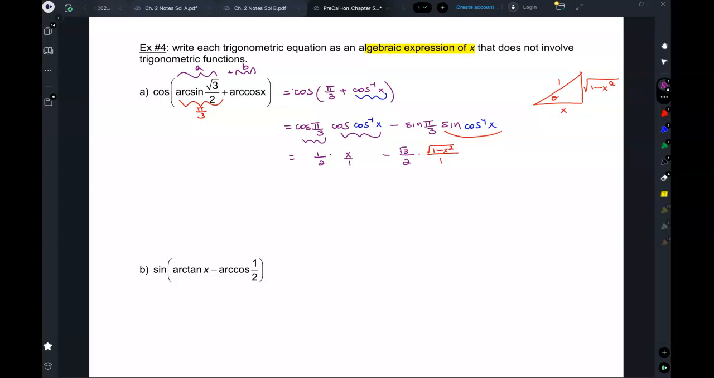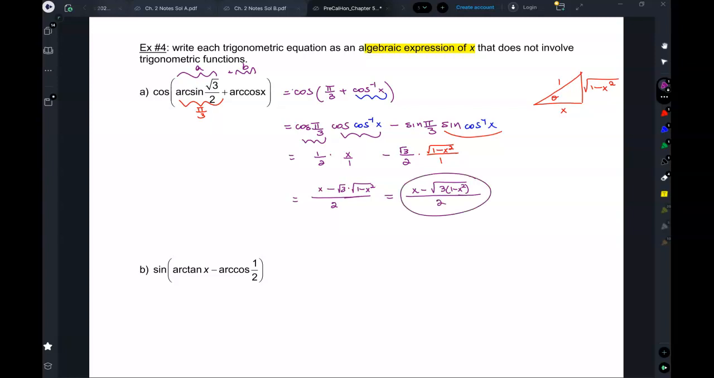So now, okay, now look. The first one has a denominator of 2. This has a denominator of 2. So this whole thing is going to have a denominator of 2. In the numerator, I have 1 times x, x, minus root 3 times this. You can combine them. So this will be x minus square root 3 times 1 minus x squared over 2.